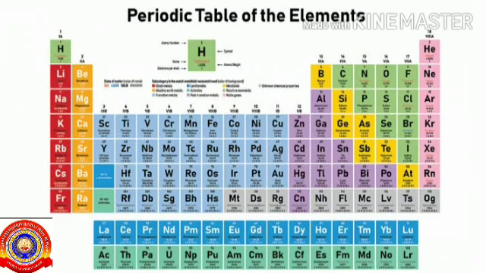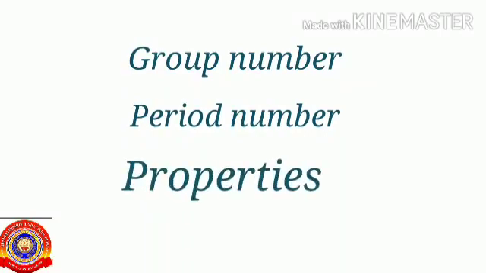Children, you know that periodic table is a comprehensive classification of elements, and the elements are arranged on the basis of atomic number. From this periodic table, we can analyze and predict the properties of an element. For example, if you know the atomic number of an element, you can determine its position and nature from the periodic table. For example, its group number, period number, and its properties.